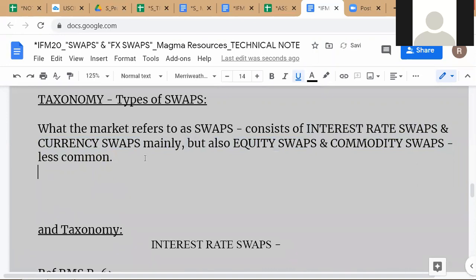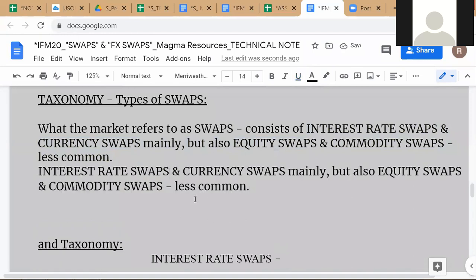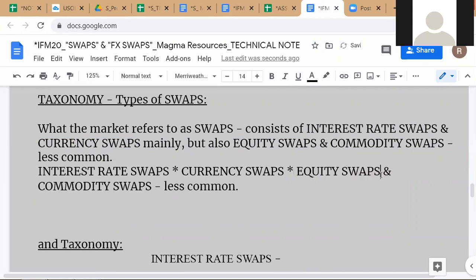So types of swaps are basically interest rate swaps. We can avoid putting numbers, and the reason I'm writing it like this is because this less common part I've already talked about before. Okay, so this is your swaps. These are the types of swaps. All right, so we do a taxonomy of swaps. These are all your types of swaps. As I said, these two are most common.